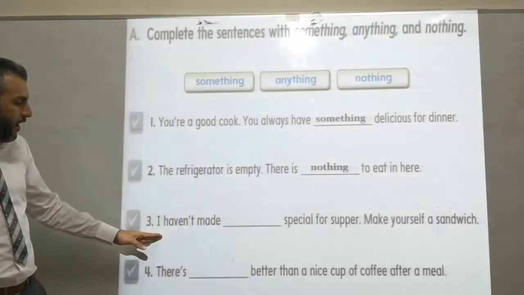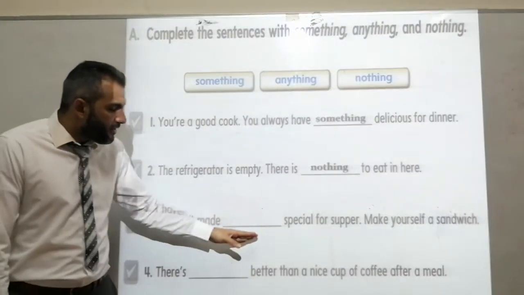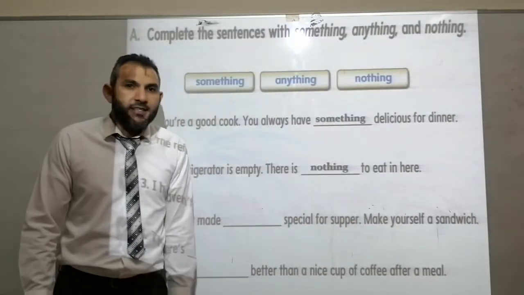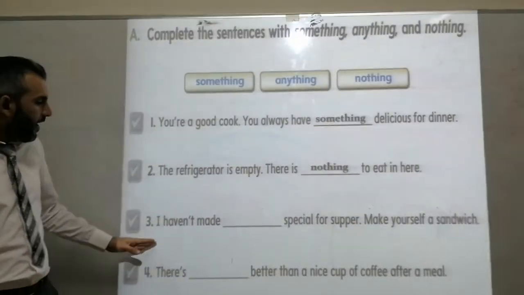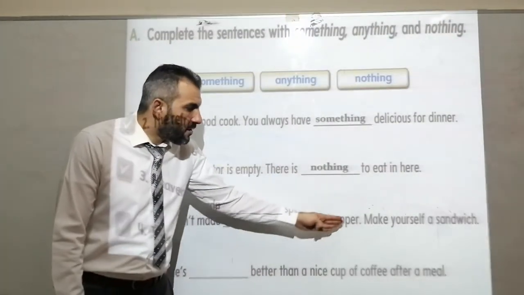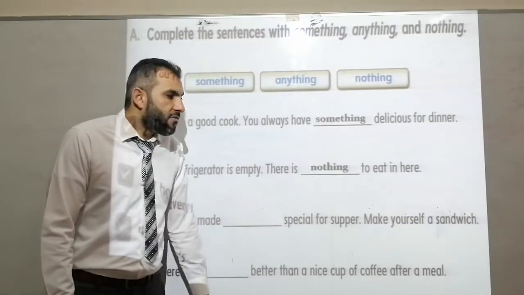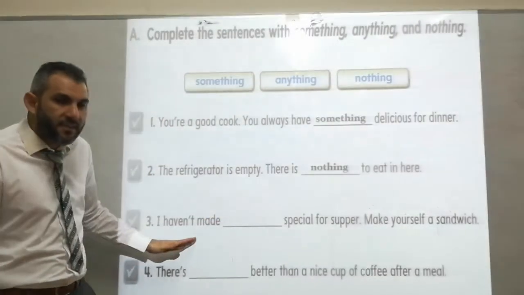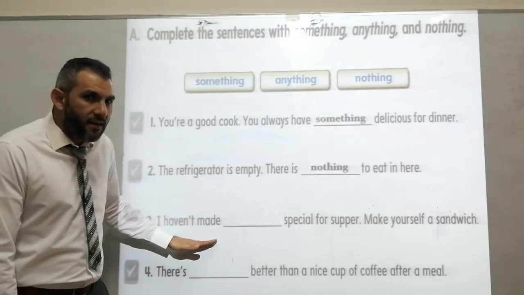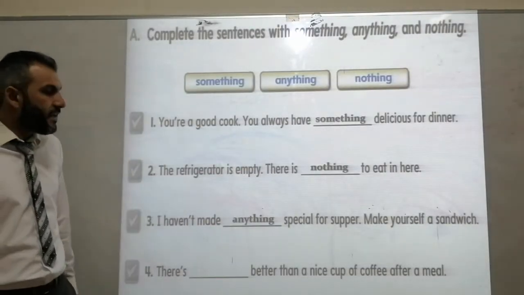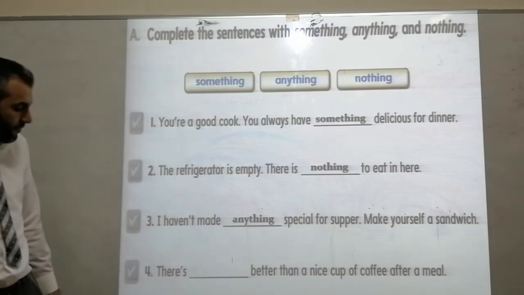Number 3, I haven't made space special for supper. Make yourself a sandwich. Again, I haven't made space special for supper. Make yourself a sandwich. Here we use what? I haven't made. Excellent. I haven't made anything special for supper.